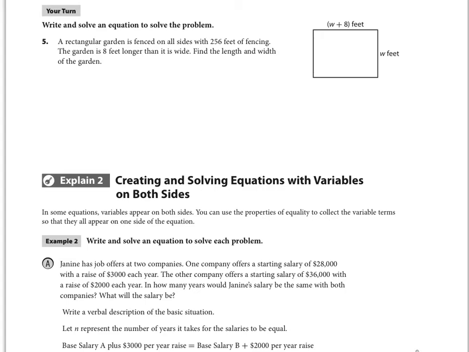Okay, we're going to write and solve an equation to solve this problem. A rectangular garden is fenced on all sides with 256 feet of fencing. The garden is 8 feet longer than it is wide. Find the length and the width of the garden.